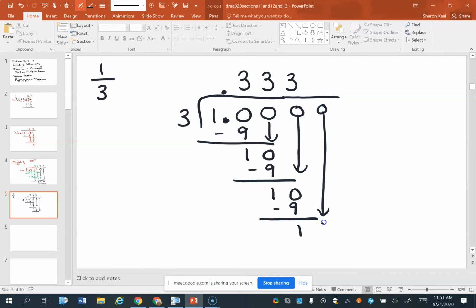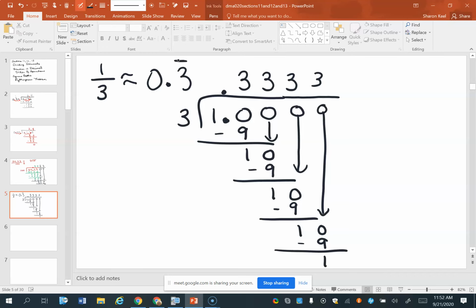So what you should see is a pattern here. 3 times 3 is 9. When you subtract, you've got 1. When this continues on and on, your answer would be 0.3, and you draw a line above what is repeating.